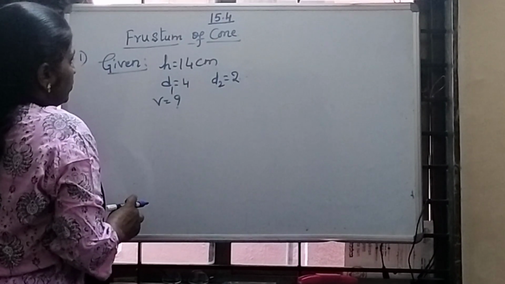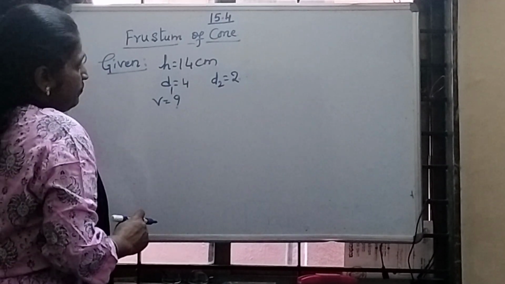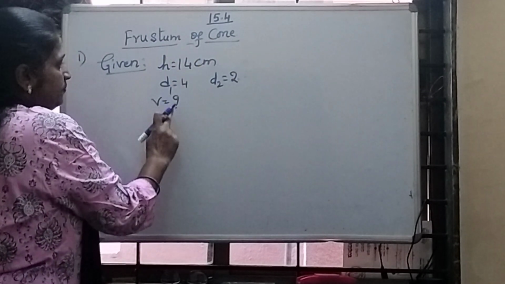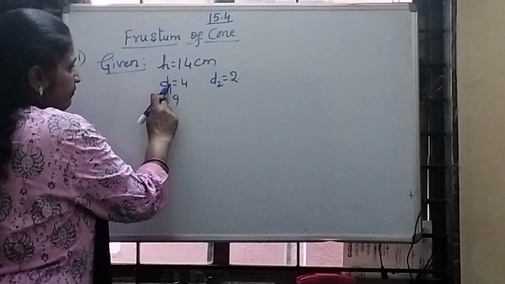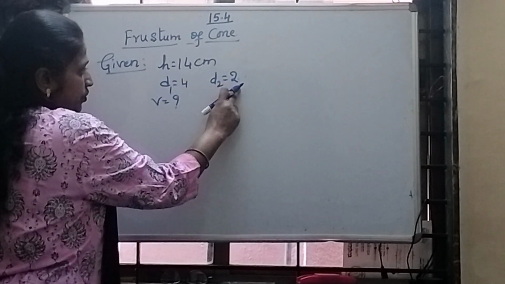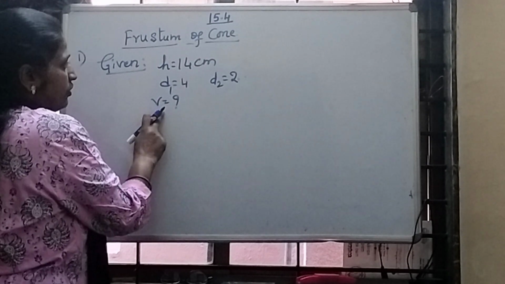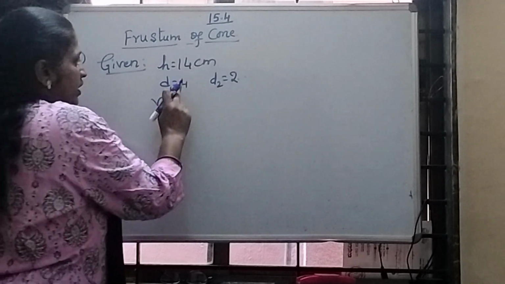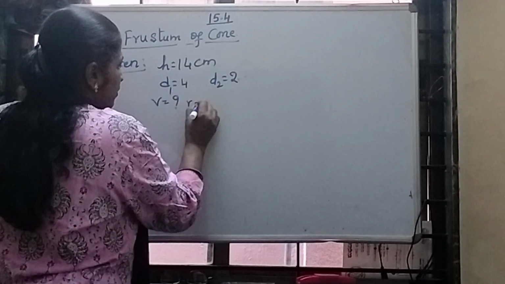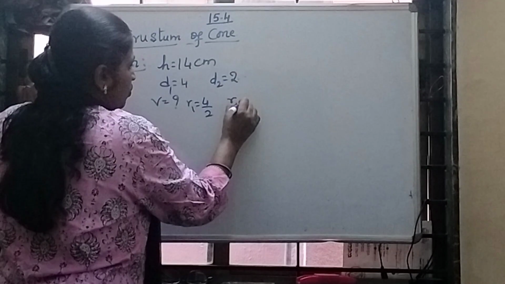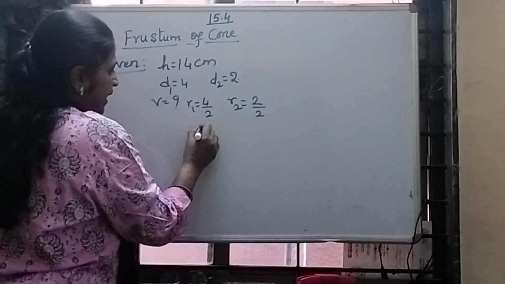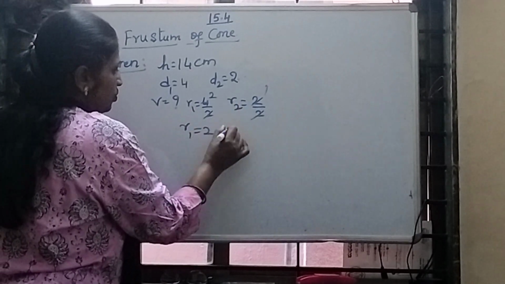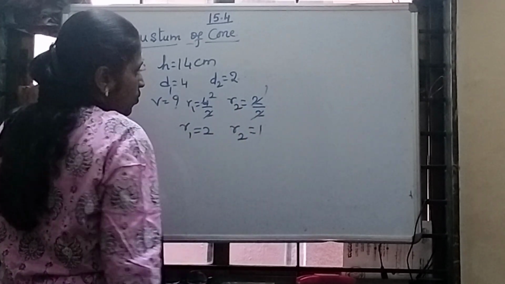In the first question, there is a glass tumbler, which is a frustum. The height is given as 14 centimeters. Two diameters are given, D1 equal to 4 and D2 equal to 2, and the question is the capacity of the glass tumbler, that is, how much water it can hold. Convert the diameters to radii: R1 is 4 by 2 and R2 is 2 by 2, because we need radii. So R1 is equal to 2, R2 is equal to 1.